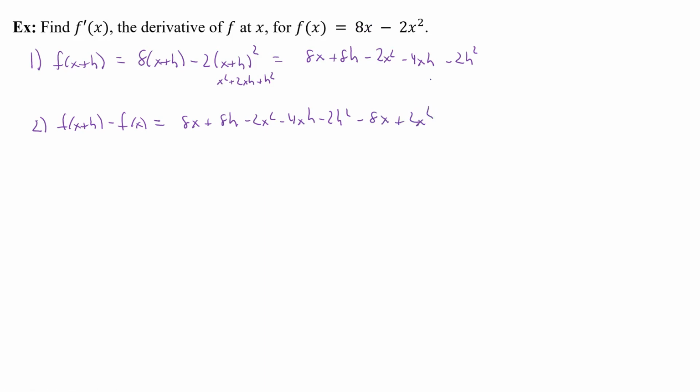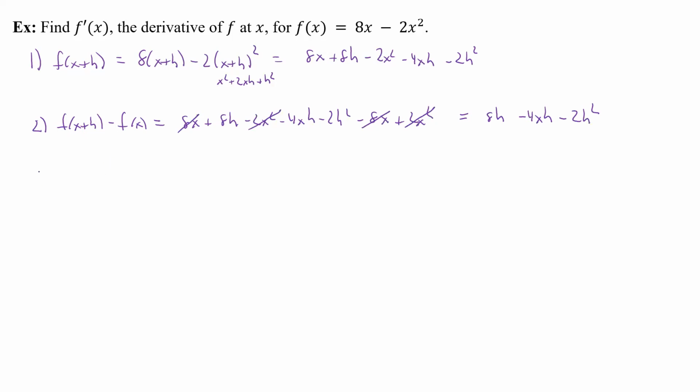Now, we're not done because it looks like we can simplify, because this 8x here will cancel that 8x. This 2x squared here will cancel that 2x squared. And that looks like about all we can do. So this then becomes 8h minus 4xh minus 2h squared. So that gives us step 2.